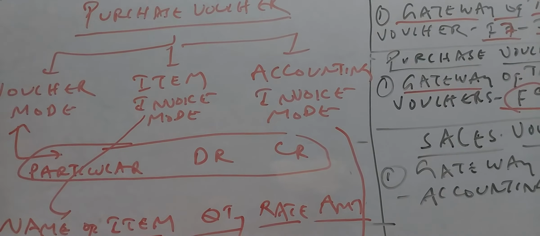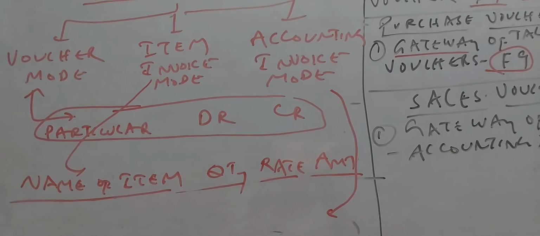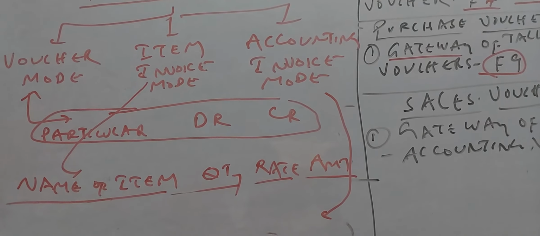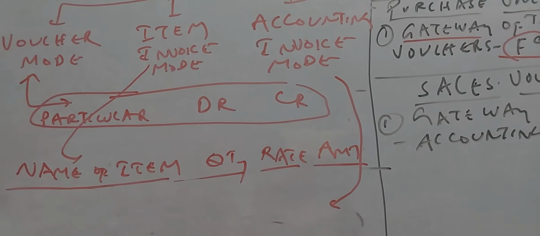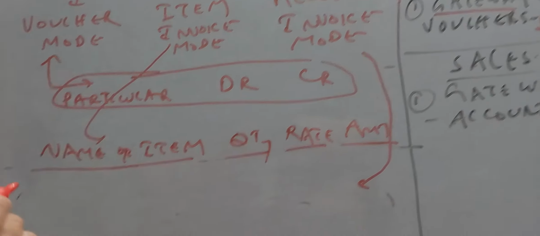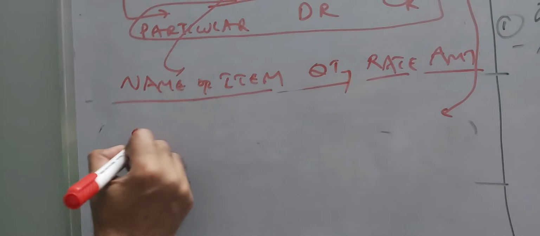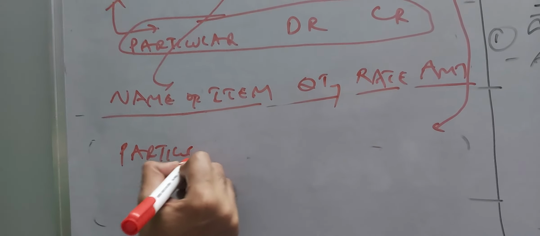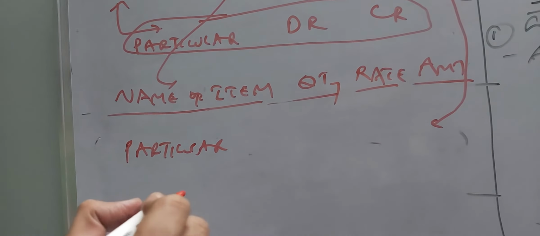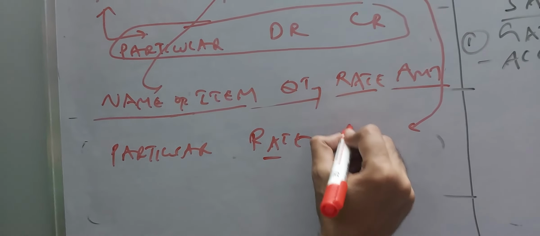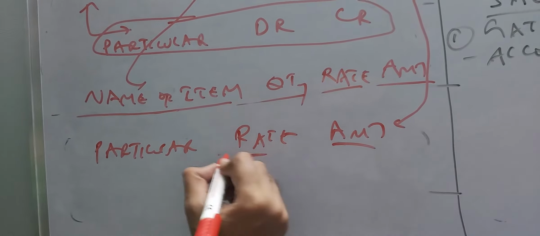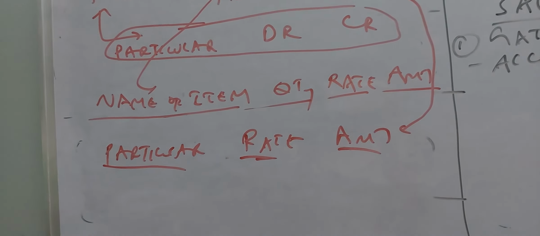Now, the third mode is accounting invoice mode. Accounting invoice mode will be especially for service organizations which don't produce any products, they provide services. The format will be particulars, first column; second column, rate; third column, amount. So this is the format for the accounting invoice mode.